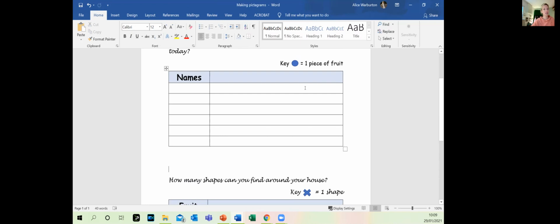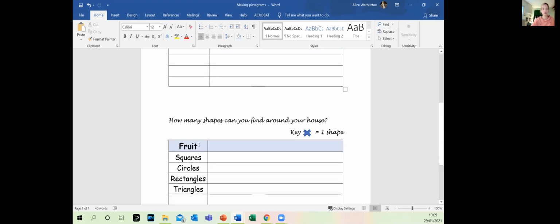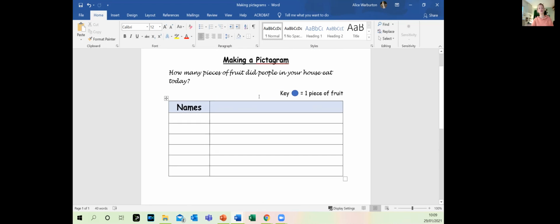and ask questions. What does this tell us? So who eats the most fruit in your house? Who eats the least fruit in your house? Which is the most common shape in your house? Which is the least common shape in your house? See what information you can retrieve from the pictograms that you make today.